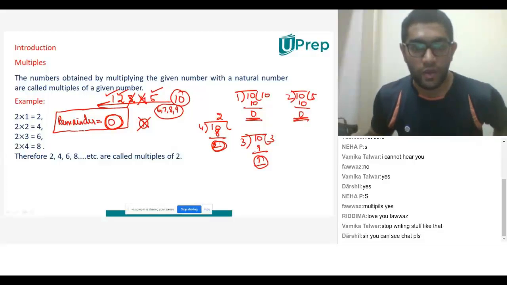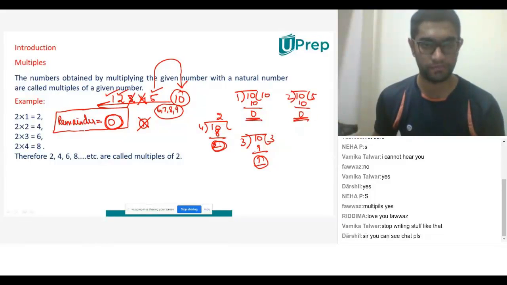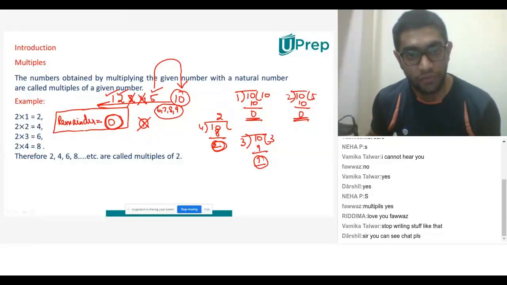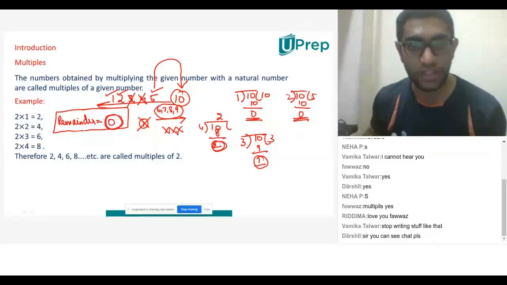That means, what is 5, guys? Isn't 5 exactly half of 10? Is it or isn't it? Yes sir, it is half of 10. That means what is the observation? Any number more than half the number that we are finding cannot be a factor, except for the number itself.